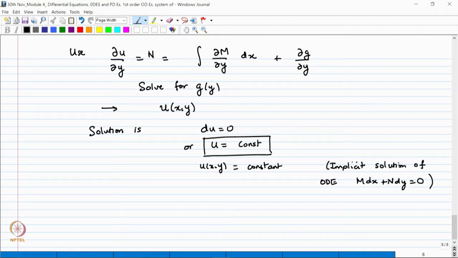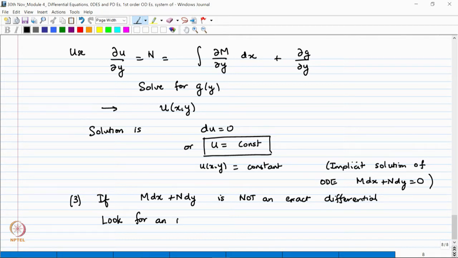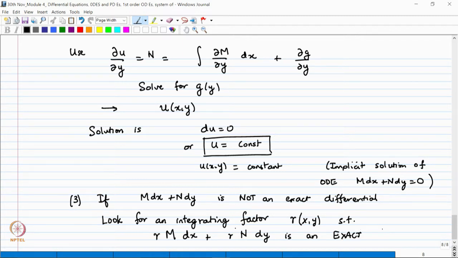Now what happens in the third case, if m dx plus n dy is not an exact differential? Then you can still go ahead and solve it. If this is not an exact differential, then look for an integrating factor. I will just call the integrating factor r, and in general it is a function of x and y, such that r times m dx plus r times n dy is an exact differential. That is what we will do.